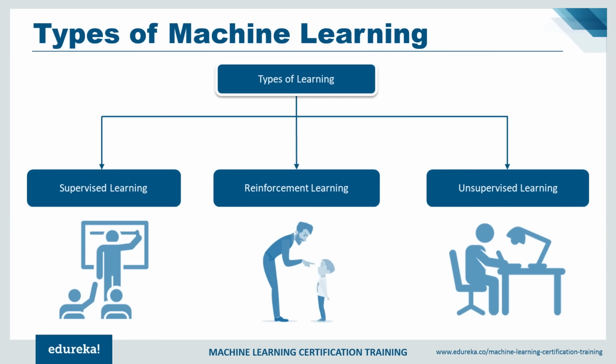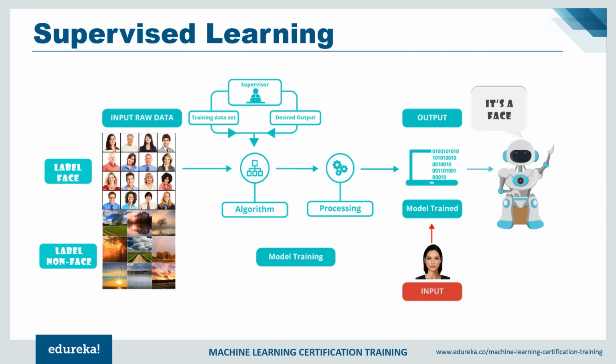So if we talk about supervised machine learning, supervised learning is where you have the input variables x and the output variable y, and you use an algorithm to learn the mapping function from the input to the output. So if we take the case of object detection here, or face detection, I would rather say. First of all, what we do is input the raw data in the form of labeled faces. And again, it's not necessary that we just input faces to train the model. What we do is input a mixture of faces and non-faces images. So as you can see here, we have labeled faces and labeled non-faces.